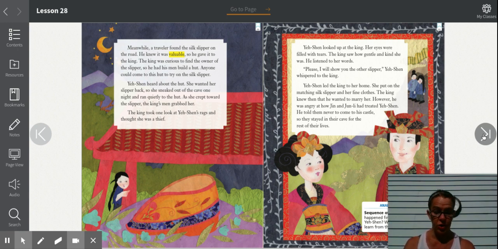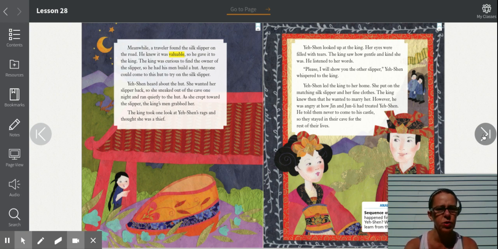Yeh-Shen heard about the hut. She wanted her slipper back, so she sneaked out of the cave one night and ran quietly to the hut. As she crept toward the slipper, the king's men grabbed her. The king took one look at Yeh-Shen's rags and thought she was a thief. Yeh-Shen looked up at the king. Her eyes were filled with tears.